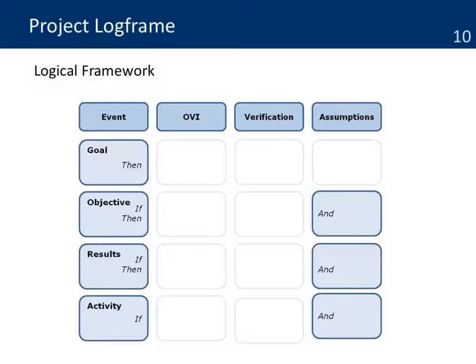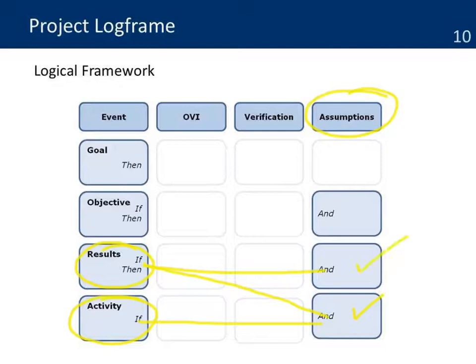We see that again in the logical framework matrix. We have an activity. If we do this activity and the conditions and assumptions are true, then we obtain results. When we obtain results, and again certain conditions occur, then we'll be able to achieve the objective. If we achieve the objective and conditions also hold true, we'll be able to achieve the final goal of the project. So this is an important column for the logical framework.